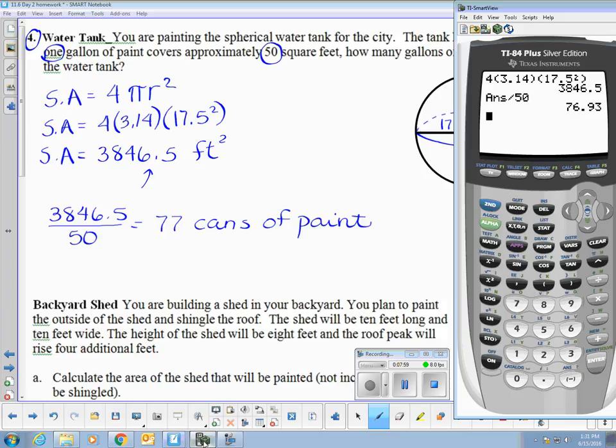And the reason why I have to round this off is because paint is only sold by the whole units. So I can't get a portion of a gallon of paint. So I'm going to have to ask for a little extra.